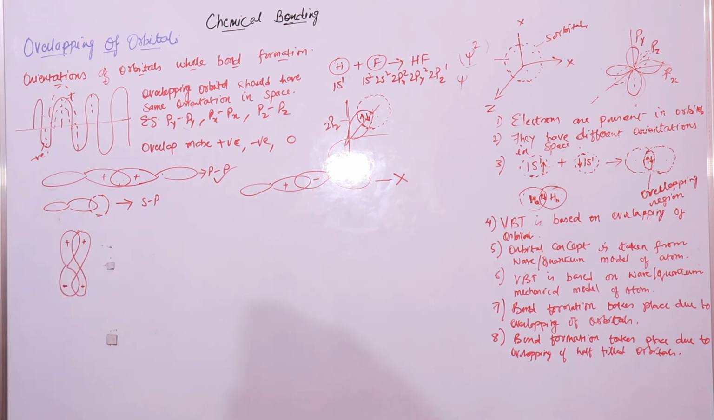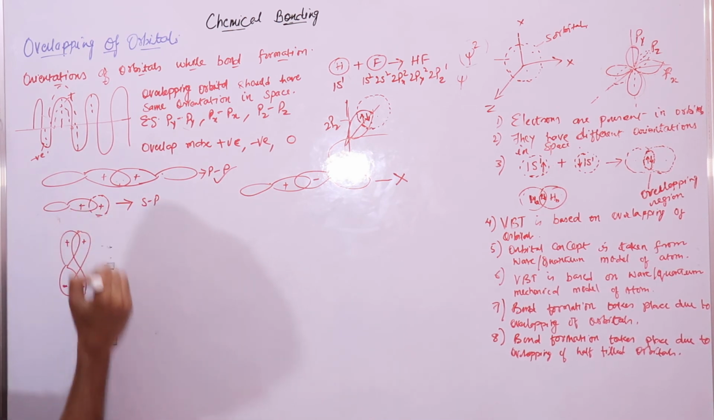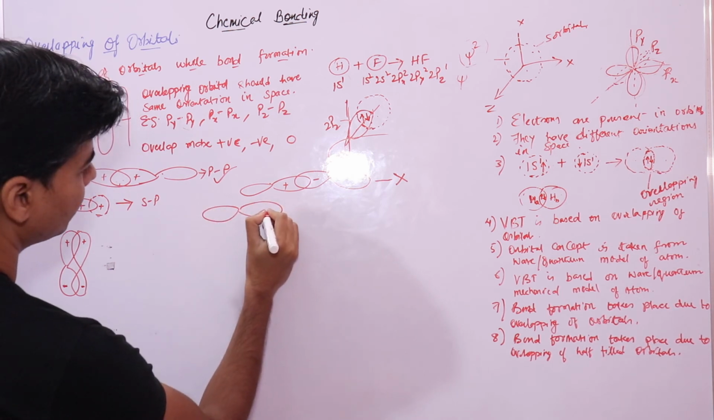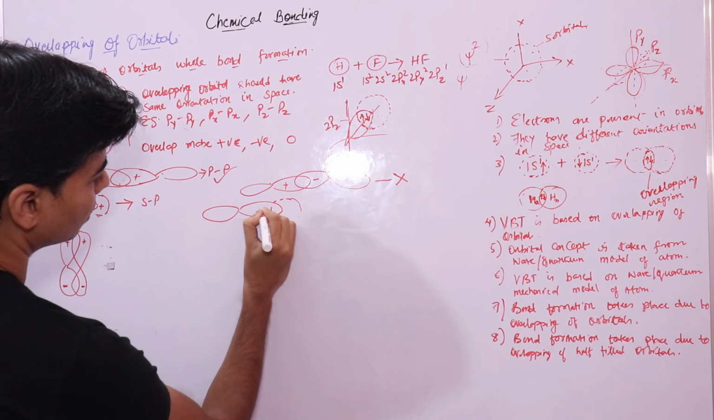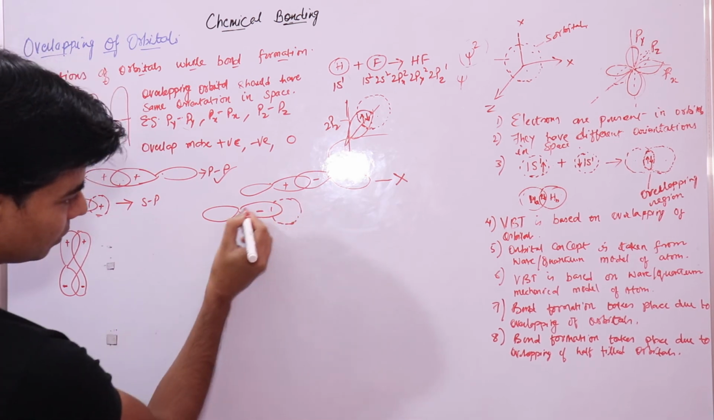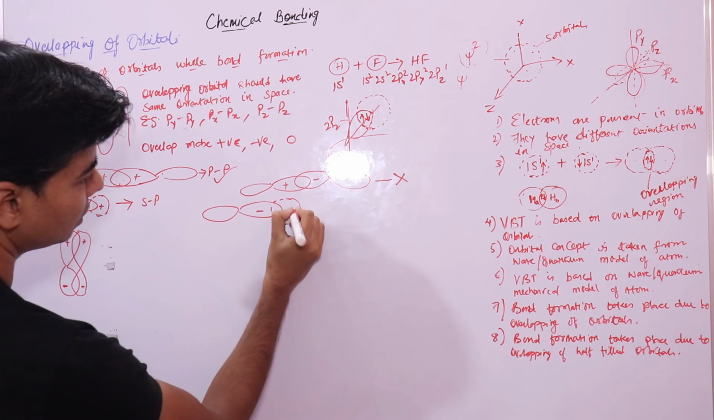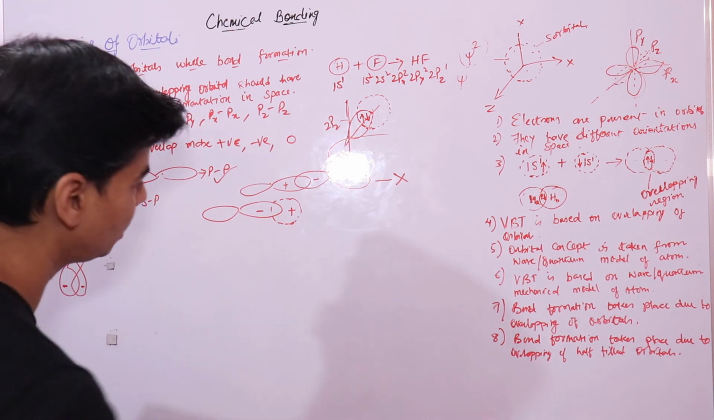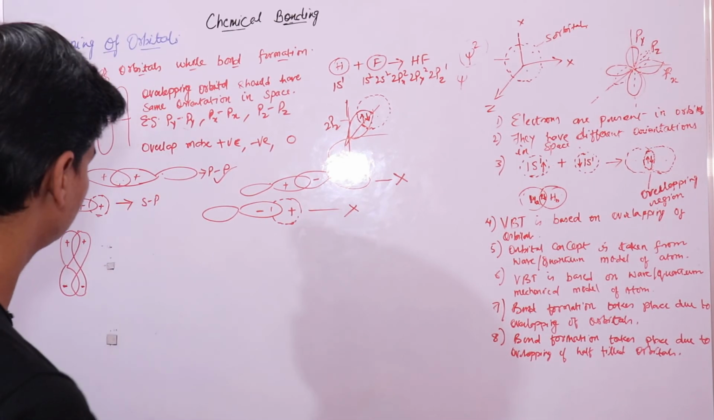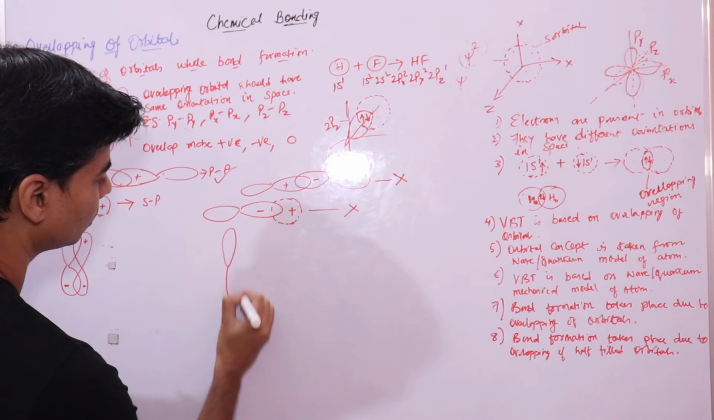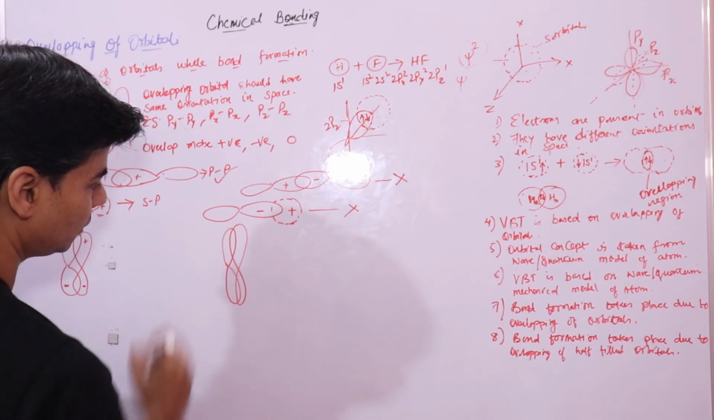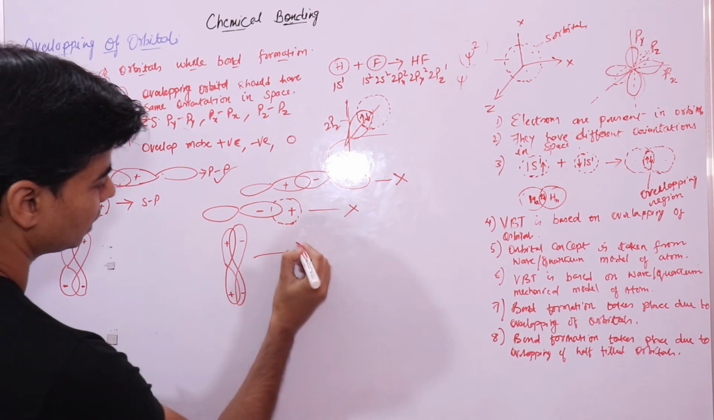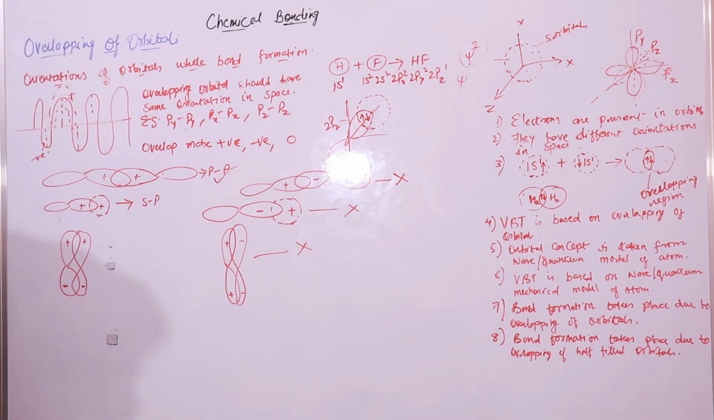Or if you look at this type of overlapping here, this was positive, right? If the negative region or negative lobe of this orbital interacts with the positive region or positive lobe of the p orbital, s orbital, this will again not result in bond formation, right? Or if the overlapping is like this, positive negative, then this will again not result in bond formation, right?